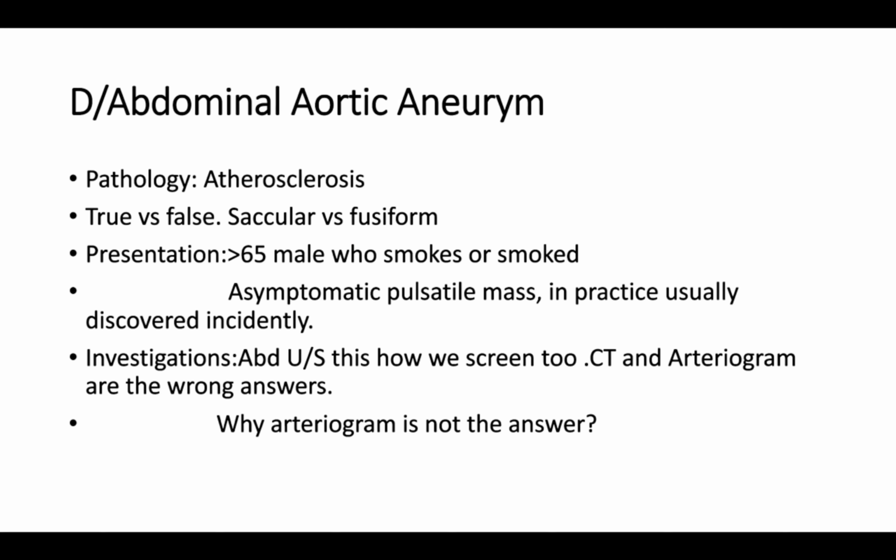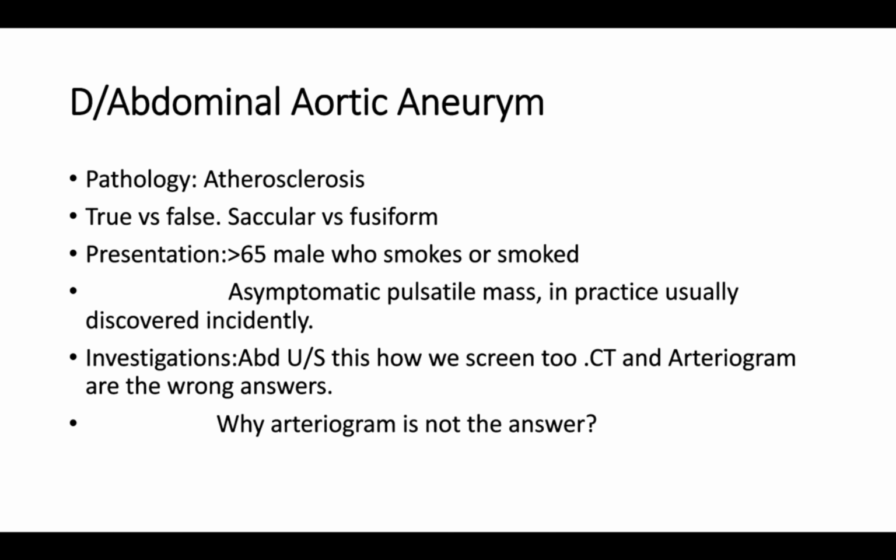Now we can speak about the abdominal aortic aneurysm. The pathophysiology is atherosclerosis, and we divide it into true or false, saccular or fusiform, as I showed you in the previous image. The presentation, usually it will be a more than 65-year-old male who smokes or smoked before. Usually it's an asymptomatic pulsatile mass. In practice, usually we discover it incidentally.